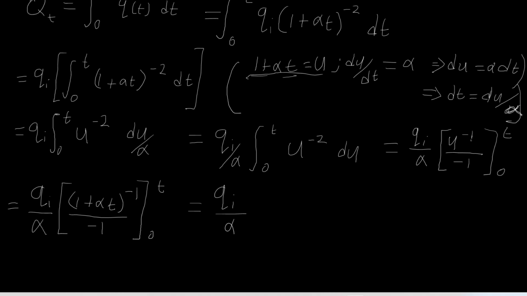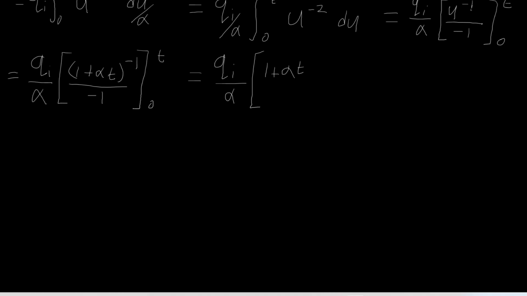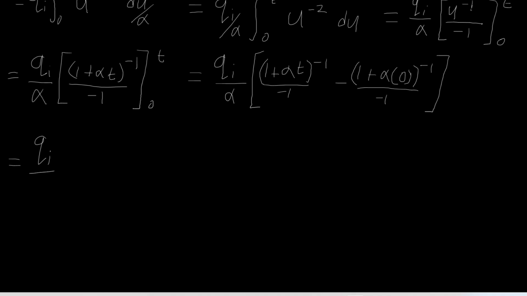Okay, now implementing our boundaries, we will then have qi over alpha. For our first one, it's now going to be 1 plus alpha t to the power minus 1, minus 1 plus alpha times 0 to the power minus 1, over minus 1.